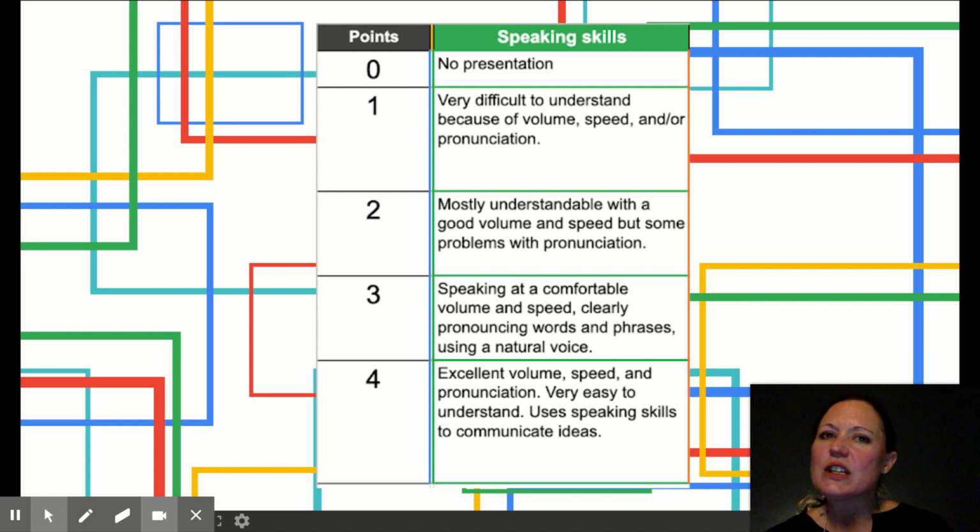Don't laugh. Also, of course, pronunciation. Be sure that you look up any unknown words, especially any foreign names of places or attractions. You want to be sure that you know how to pronounce all of those words. To get up here in the 3 and 4, we want a good, comfortable volume and speed, clearly pronounced words and phrases. And to get into the 4, we want to hear that you can use your speaking skills, things like pauses, stress, intonation, to communicate ideas with the viewer.